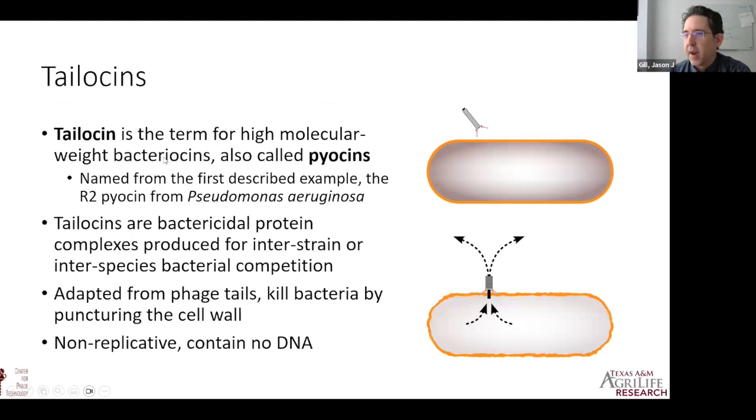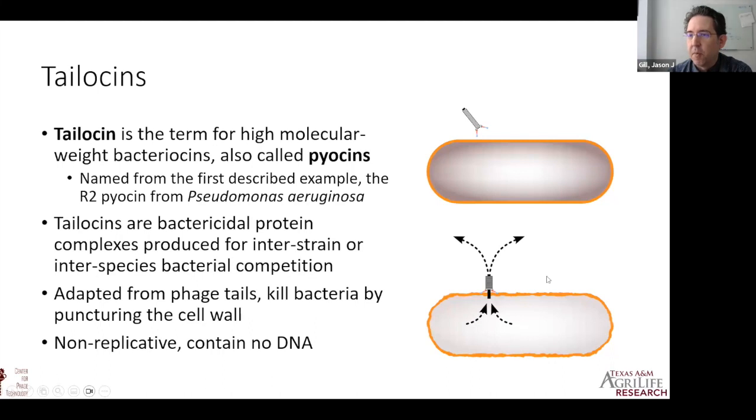So this brings us to another aspect of this talk, which is the tailocin. These are high molecular weight bacteriocins. You may also know these as what are called pyocins, the R2-like pyocin of Pseudomonas aeruginosa. These are basically a phage tail without a head, antibacterial protein complexes. Bacteria use these for interstrain or interspecies competition to eliminate their competitors. And these work just as a naked phage tail.